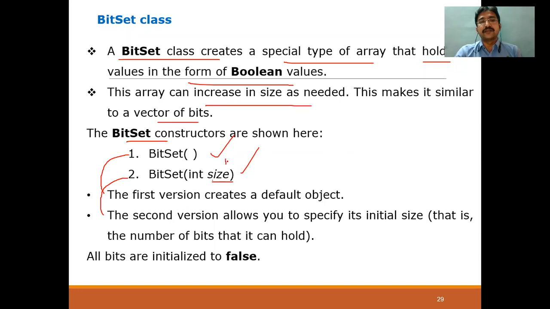If you mention, for example, 10, the size is 10, it will create 10 bits. It will hold 10 values. So the second version allows you to specify the initial size, that is the number of bits that can be held. Initially, when creating a bit set with the Bitset constructor, all the values will be set to false. False means 0. For example, you created 10 values, all the values are initially set to 0 only.